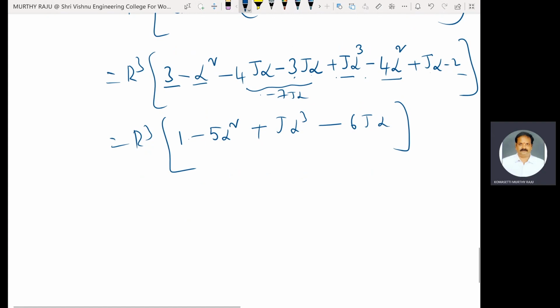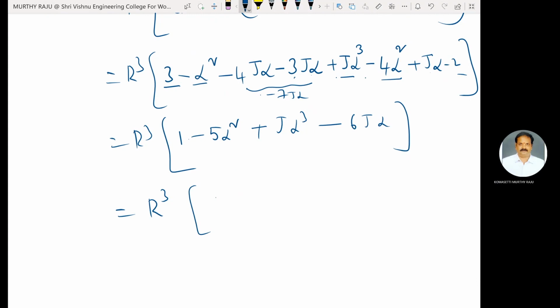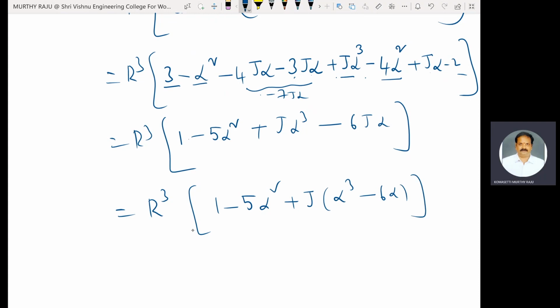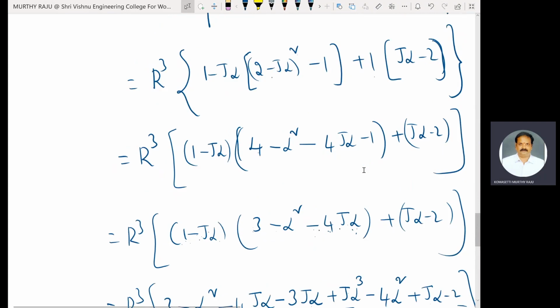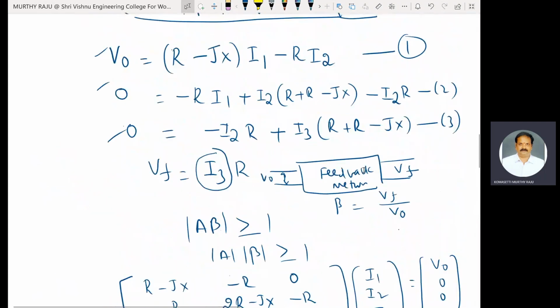Therefore R cube into 1 minus 5 alpha square. The j term is constant, j into alpha cube minus 6 alpha. This is the delta value. Next, calculate delta 3 by using three equations.